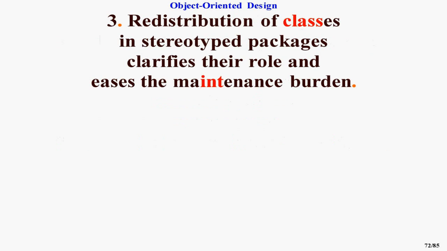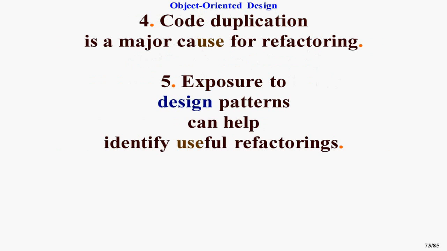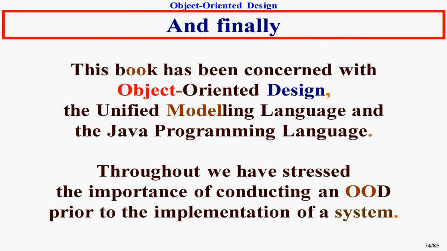3. Redistribution of classes in stereotyped packages clarifies their role and eases the maintenance burden. 4. Code duplication is a major cause for refactoring. 5. Exposure to design patterns can help identify useful refactorings. And finally, this book has been concerned with object-oriented design, the Unified Modeling Language and the Java programming language.